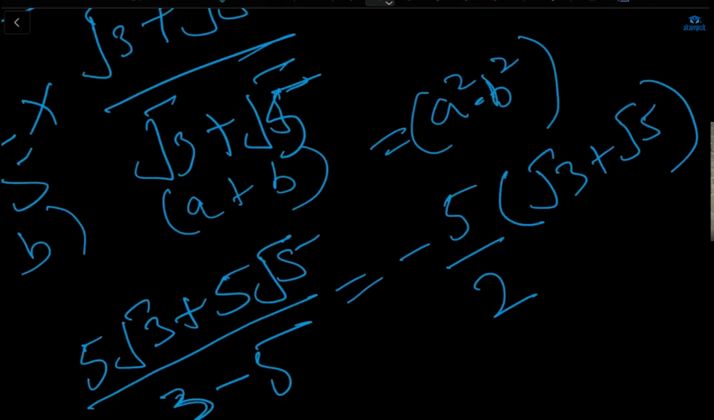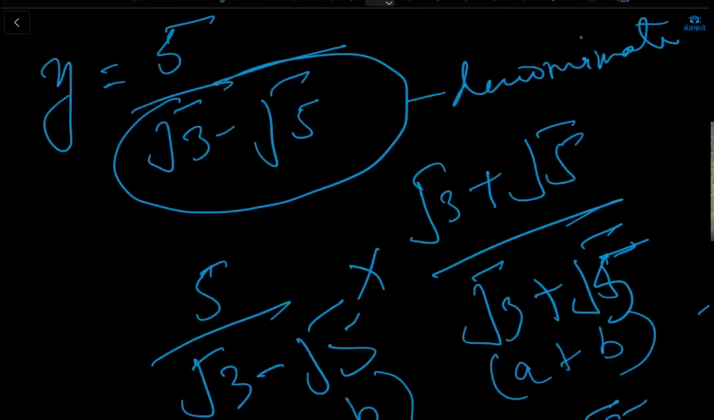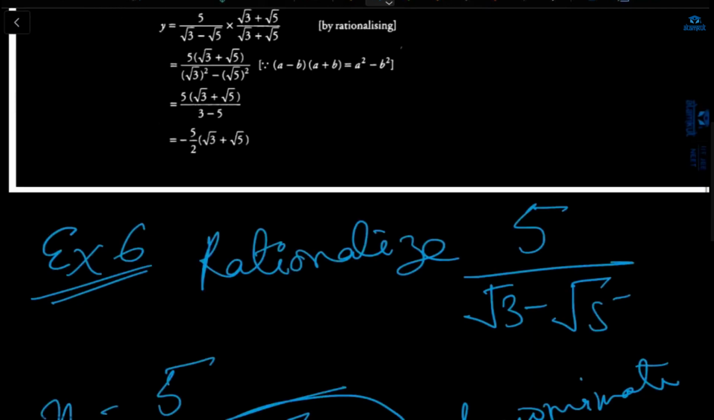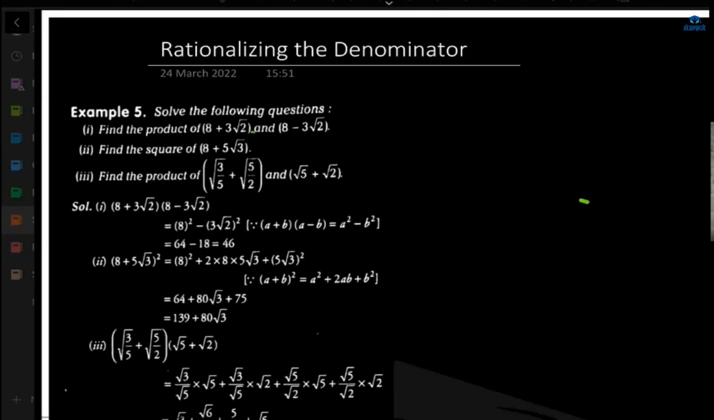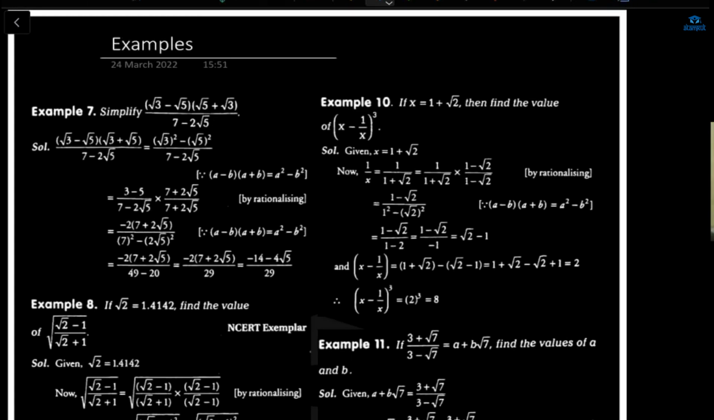Okay. Understood? Any doubt in this rationalizing the denominator? No, ma'am. Now let's move to the next topic, some questions based on this. Somebody is asking a question. Aram, have you understood? Yes. You asked if any question, that's why I'm saying no.